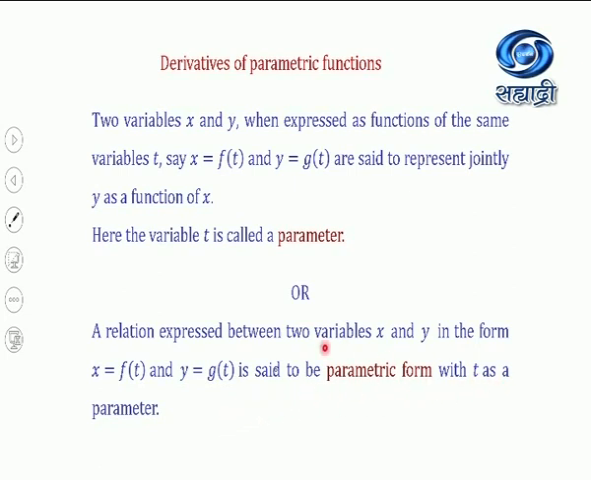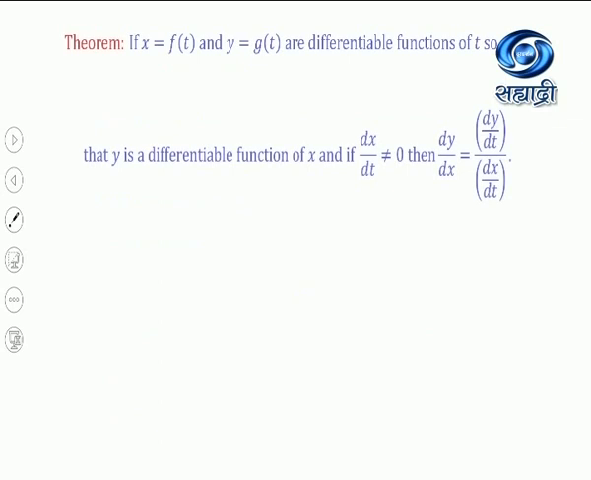Here we write t as a parameter. Now, we consider a theorem of parametric function. It is very important for us. Now, the statement of the theorem is: if x equal to f of t and y equal to g of t are differentiable functions of t, so that y is a differentiable function of x, and if dx by dt is not equal to 0, then prove that dy by dx equal to dy by dt upon dx by dt.